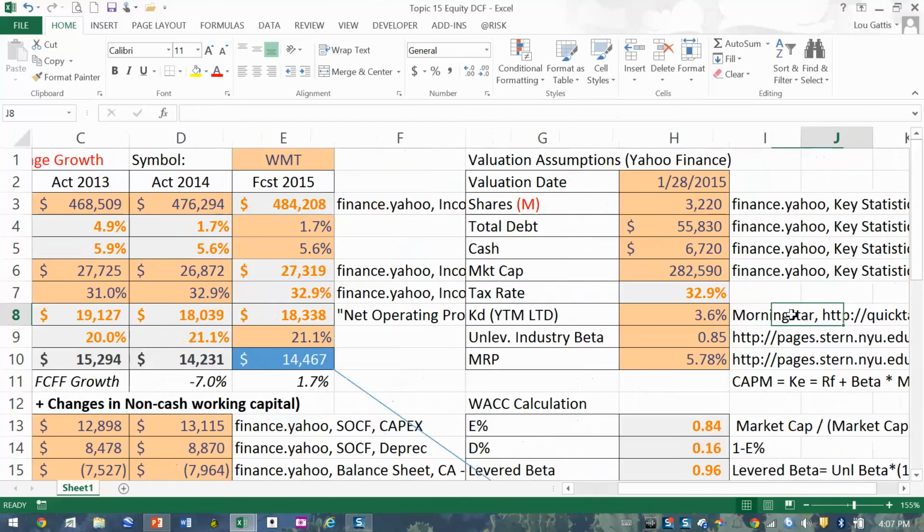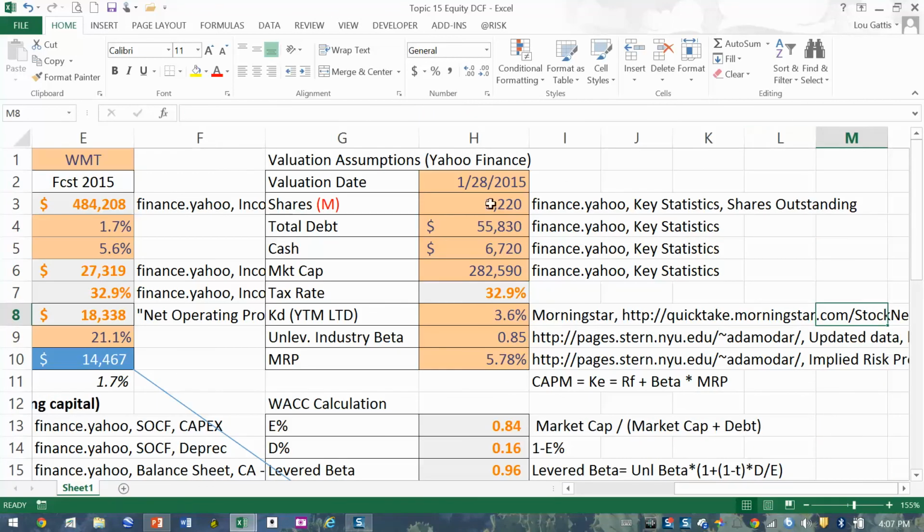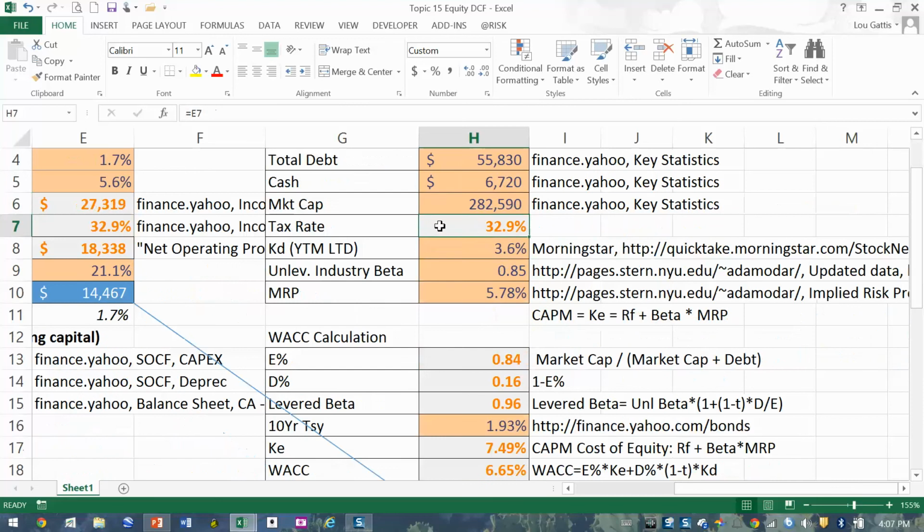So I collect some data from Yahoo Finance. I get the shares outstanding, total debt, cash, and market cap from key statistics. Tax rate, I've already estimated that over here. I go to Morningstar and look up Walmart and get the yield on, say, their 10-year bonds. So I took an average of non-callable bonds with a 10-year maturity. So I got about 360.